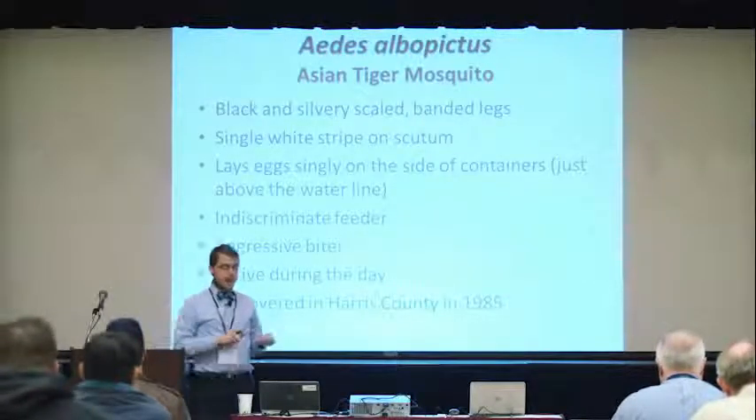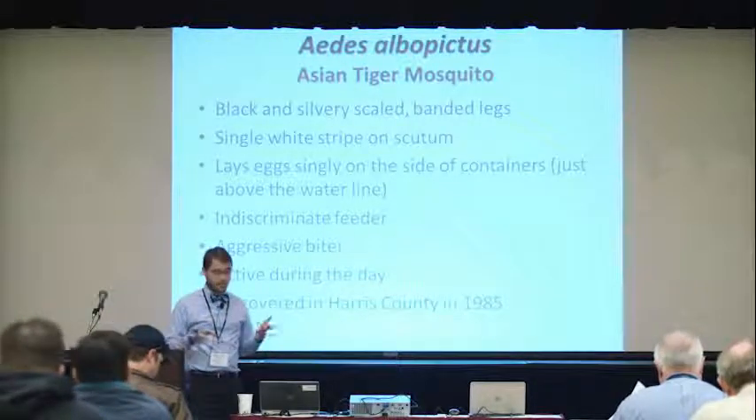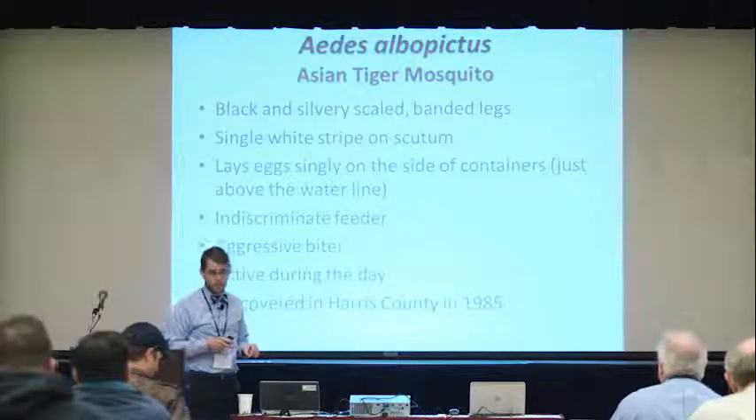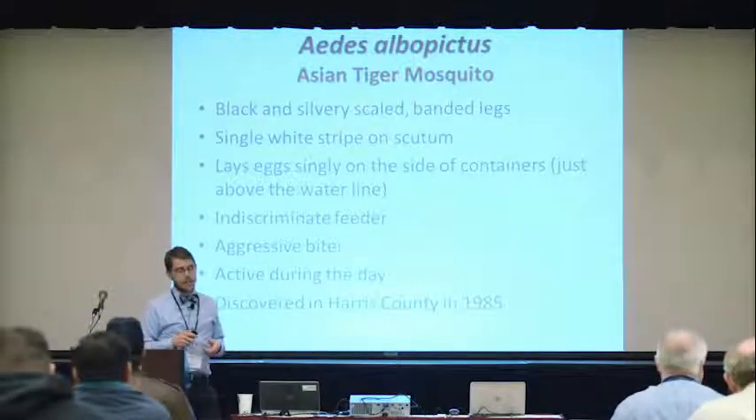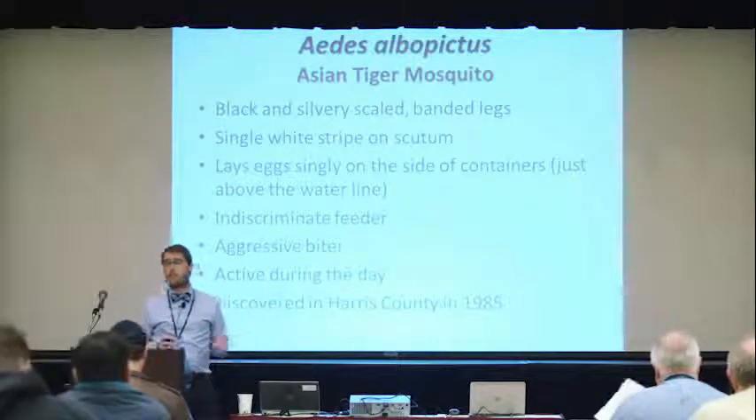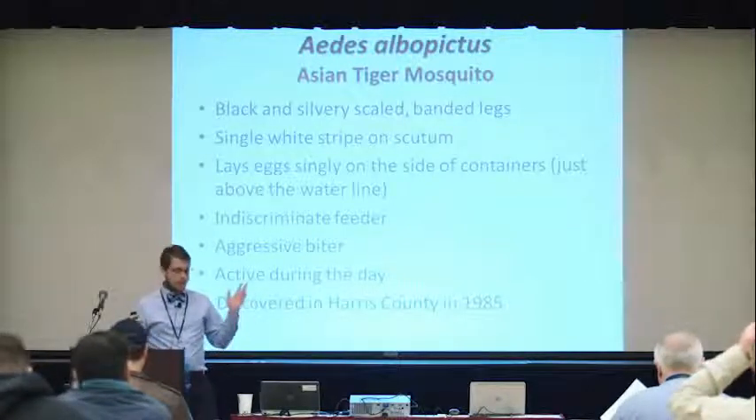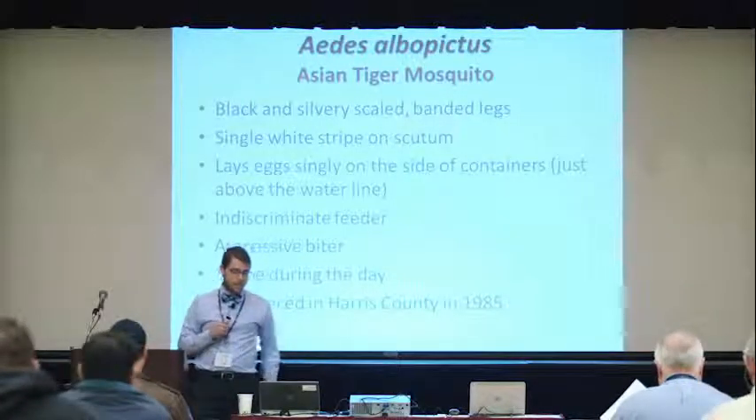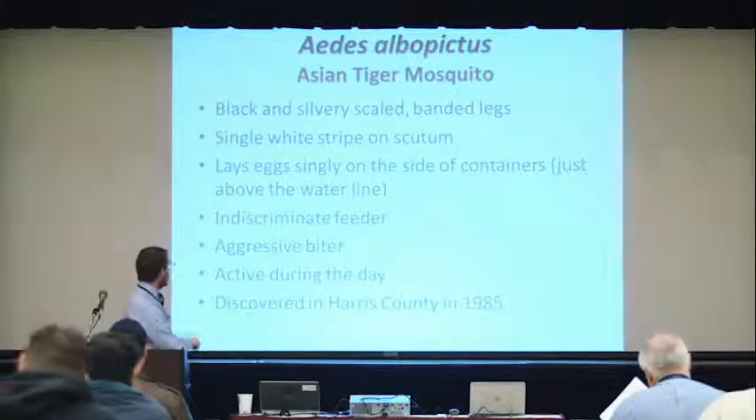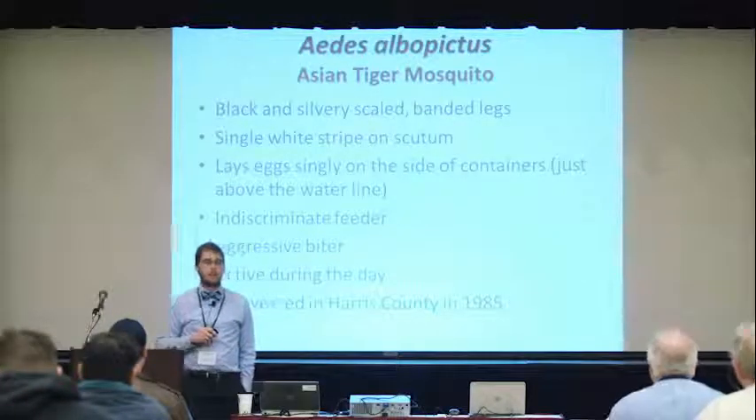So Aedes albopictus is next, which is the Asian tiger mosquito. It's black with silvery scales and has banded legs, similar to Aedes aegypti, except it has one single skunk stripe running down the center. We'll look at it in a second. It lays its eggs singly on the side of containers. It's an indiscriminate feeder. If it's close to you, it's probably going to bite you. It doesn't care. Dogs, people, whatever's close to it. And they're active during the day. And the fun fact is that they were first noted in the U.S. in 1985 from Harris County.